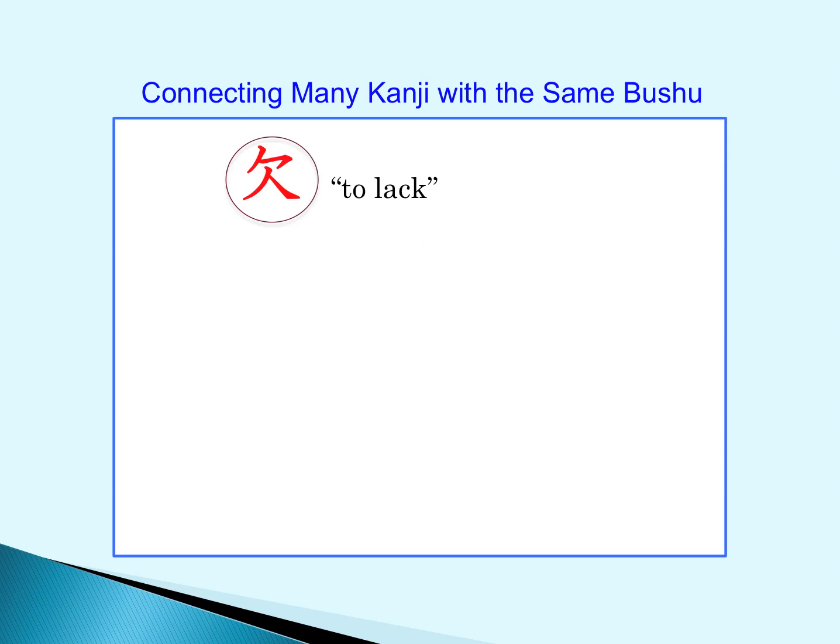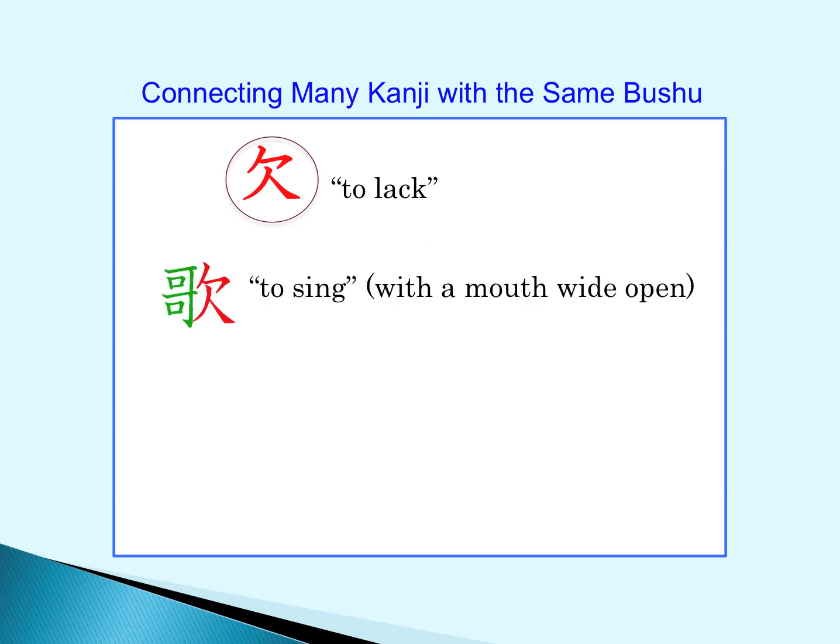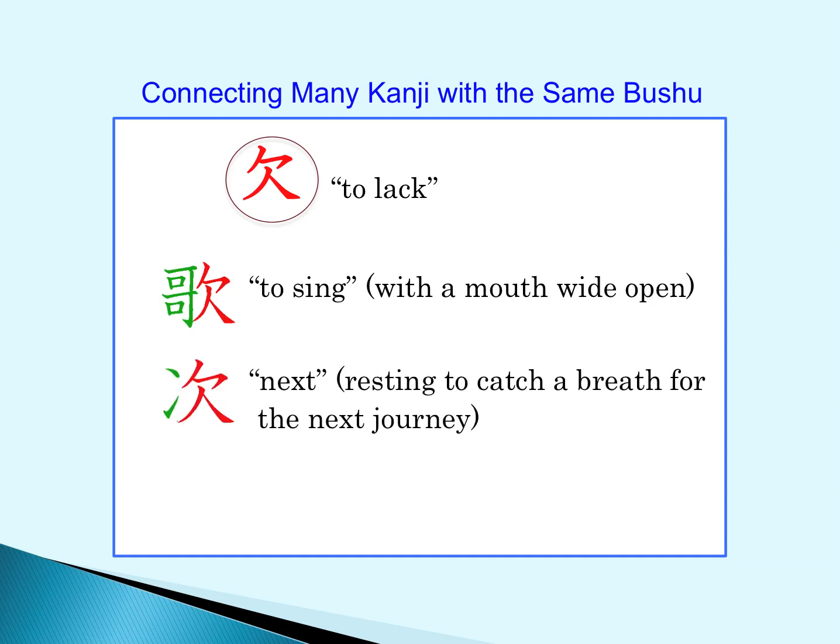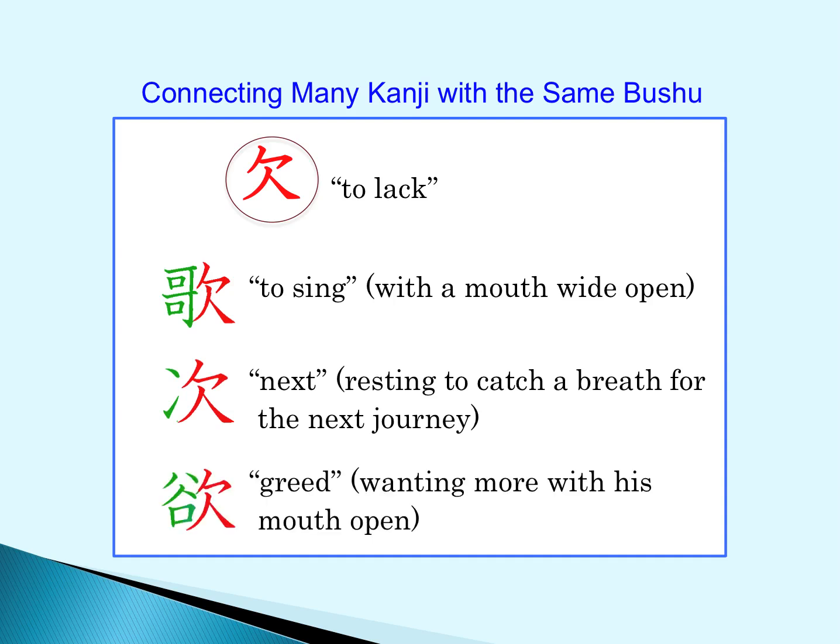Having learned that this shape means to lack and that it comes from an open mouth, we can now begin connecting other kanji that have the same shape. Uta, a song or to sing, comes from a mouth wide open. Tsugi, next, came from a traveler resting to catch a deep breath for the next journey. And yoku, deep desire or greed, means wanting more with his mouth open. By the way, this bushu is called akubi yan. So, if you have ever wondered why seemingly unrelated kanji contain something similar, the mystery is now solved.